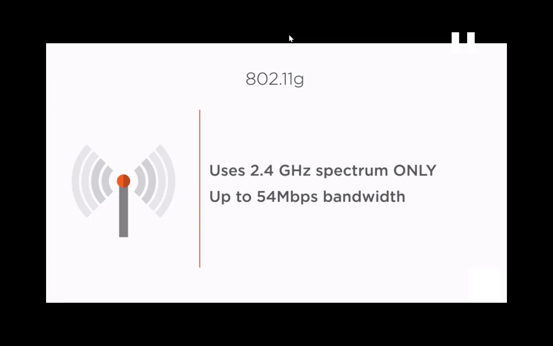802.11b uses 2.4 gigahertz spectrum only, and its bandwidth is up to 11 megabit per second. After that we have 802.11g, which uses 2.4 spectrum only, up to 54 Mbps bandwidth, and it is used in enterprise and SOHO. SOHO means small office and home office. In these places you can use 802.11g. These are obsolete technologies. These are no longer used in any environment. I have never seen them being used nowadays.